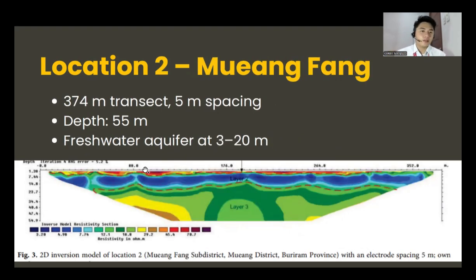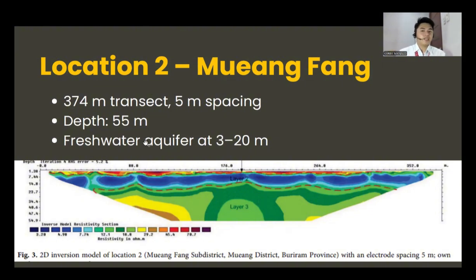Now, let us move on to the Mueang Fang Subdistrict. It has a 374 meter transect and 5-meter spacing. It has a depth of 55 meters, and freshwater aquifers can be found at 3 to 20 meters. So this site shows a shallow aquifer easily accessible for pumping.